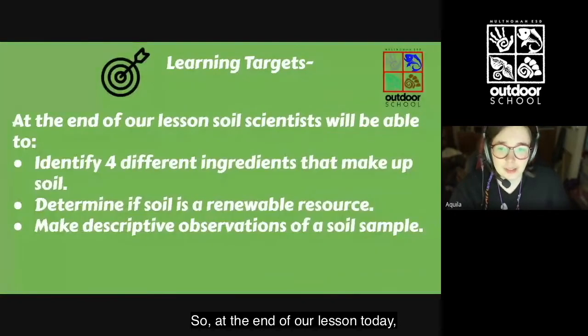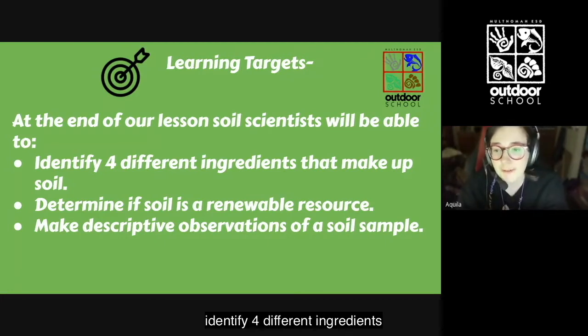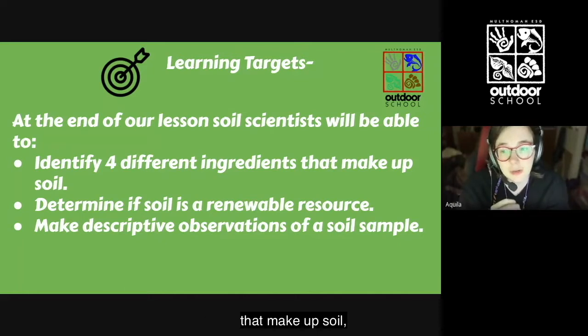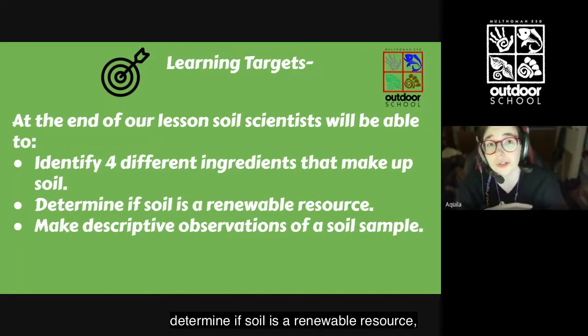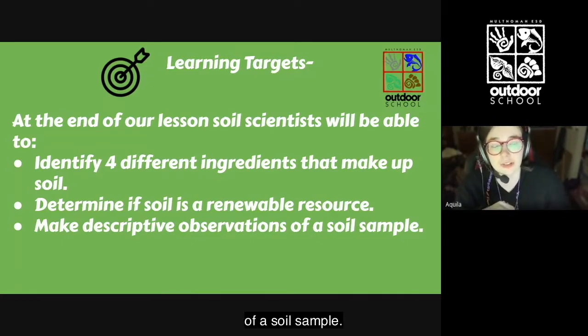Awesome. So at the end of our lesson today, soil scientists, you will be able to identify 4 different ingredients that make up soil, determine if soil is a renewable resource, and make descriptive observations of a soil sample.